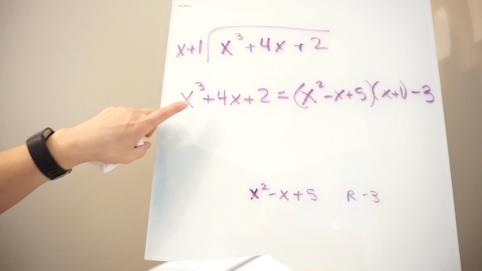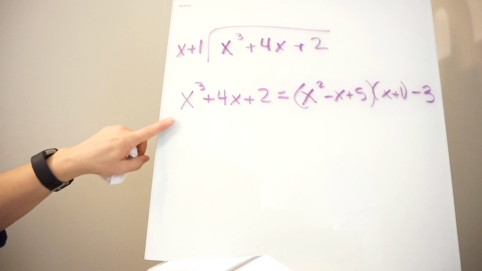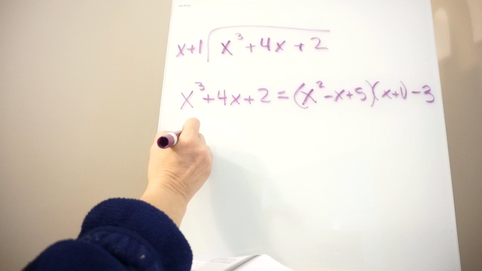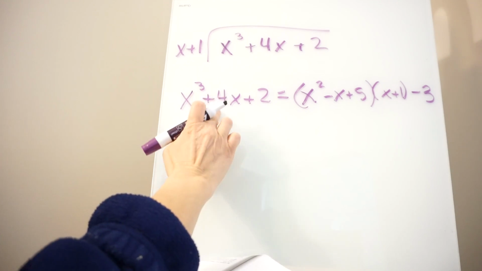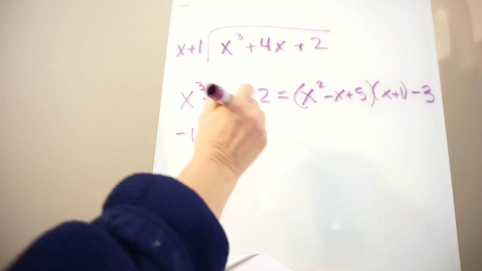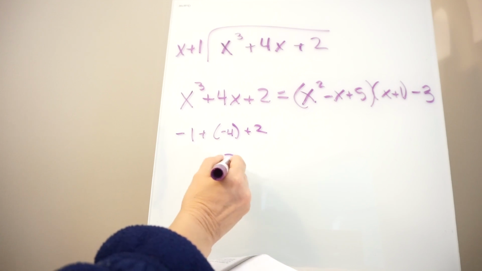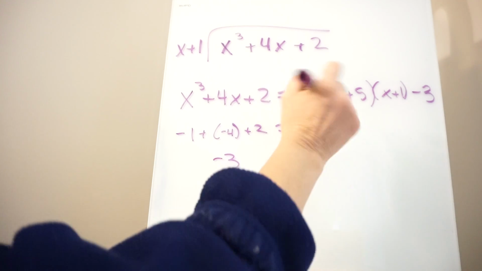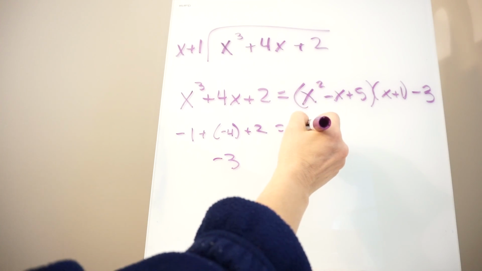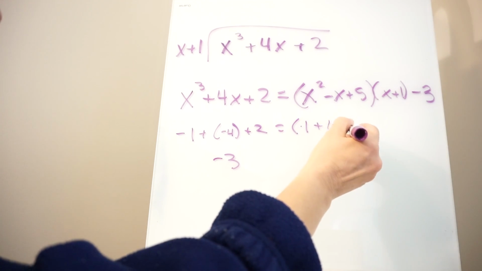Now we're going to replace x with -1 in the original equation. So if we replace it here, we would get -1 cubed is -1 plus 4 times -1 is -4 plus 2. So over here we have -5 plus 2, we get -3. Over here, if we put -1 in, -1 squared is just going to be 1 minus -1 plus 5.